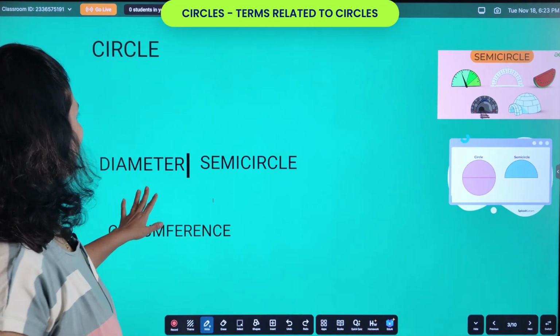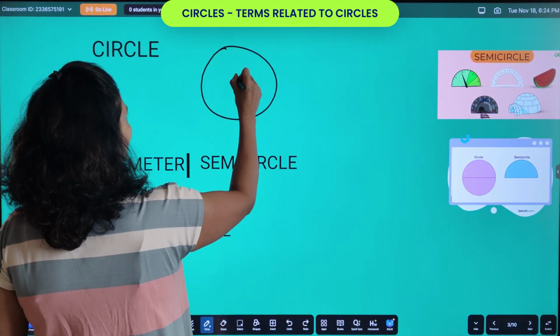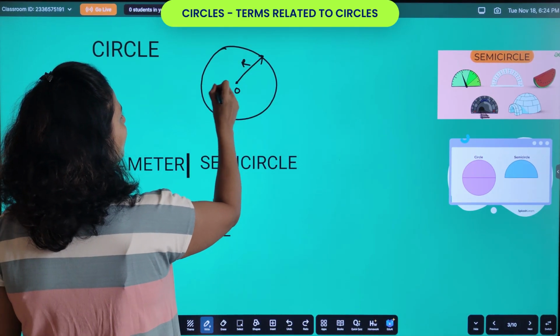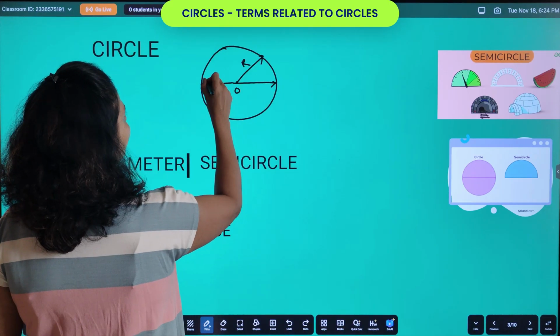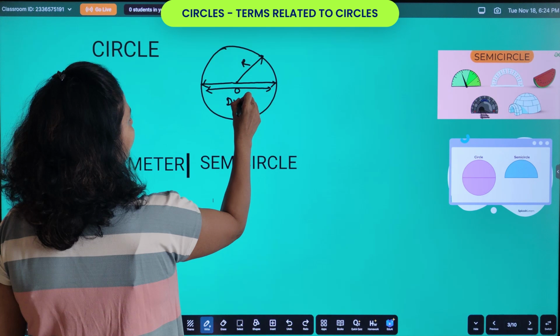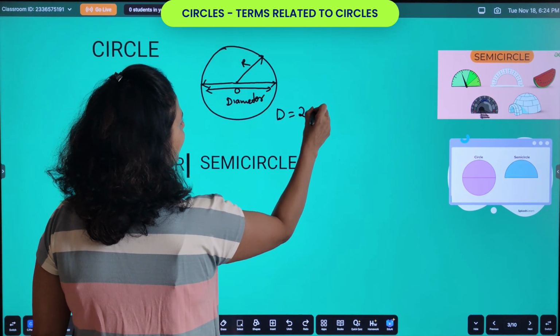Okay, so I've already explained to you what a circle is. I've already told you, this is the center, this is the radius, and double the radius is the diameter. This is the diameter, and the diameter is equal to 2r.